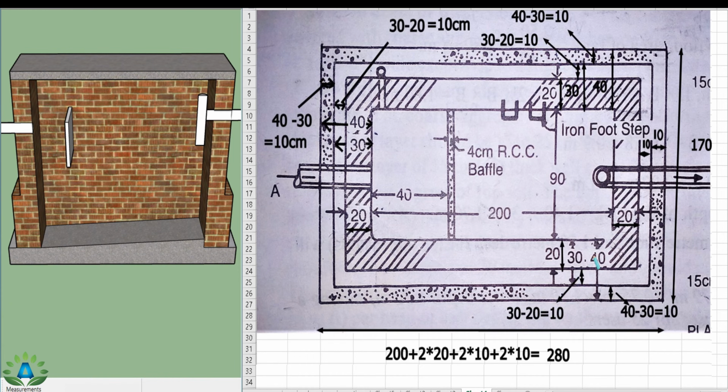And similarly we have this portion 40 cm and this wall is 30 cm. So this small portion is 40 minus 30 equals 10 on this side. And here also the same process. That is, this wall is 40 and this wall is 30. So the small portion is 40 minus 30 equals 10 cm. So the total width of this septic tank is 10 plus 10 plus 20 plus 90 plus 20 plus 10 plus 10, that is 170 centimeter. That is, the width equals 1.7 meter.